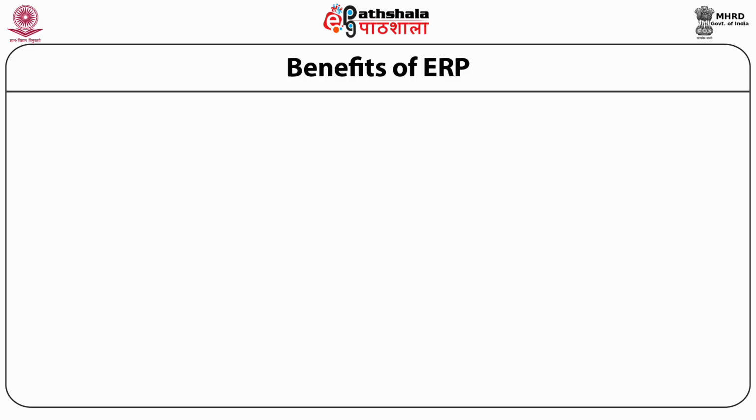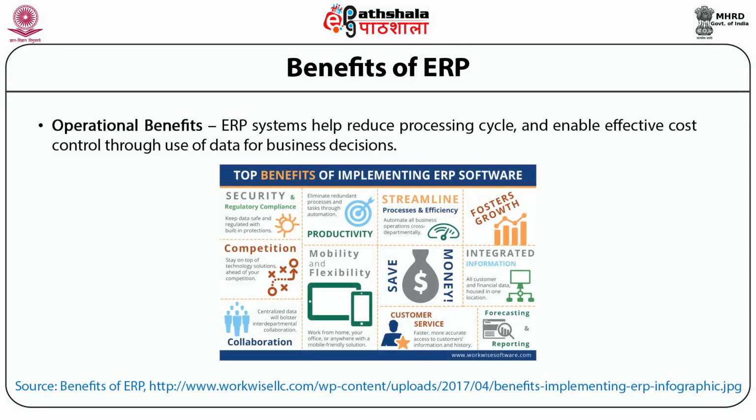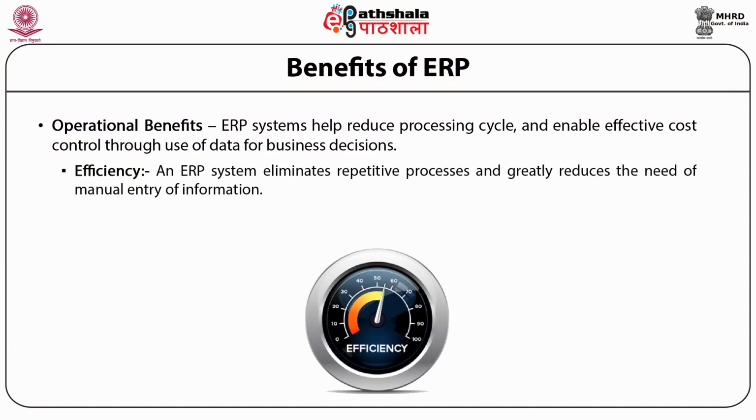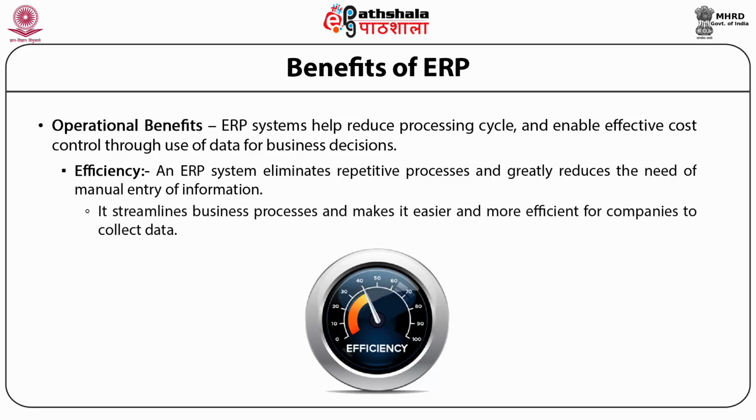The very first benefit would include the operational benefits. ERP systems help reduce processing cycle and enable effective cost control through use of data for business decision. An ERP system eliminates repetitive processes and greatly reduces the need of manual entry of information. It streamlines business processes and makes it easier and more efficient for companies to collect data.